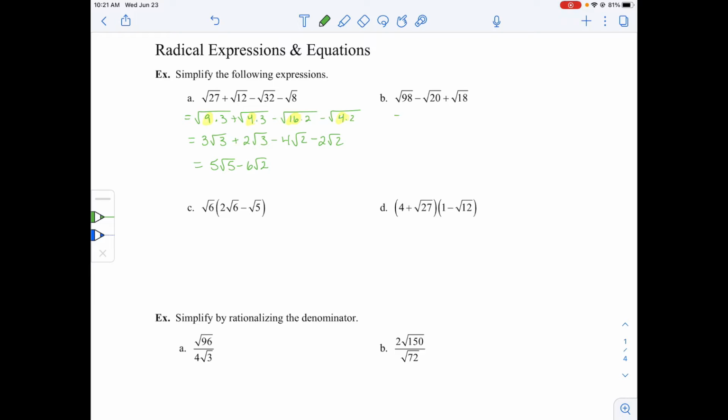For question B, square root of 98 simplifies into 49 times 2. 20 is 4 times 5. 18 is 9 times 2. So we get 7 root 2 minus 2 root 5 plus 3 root 2. And 7 and 3 is, of course, 10 root 2 minus 2 root 5. And that's as simplified as it can get.